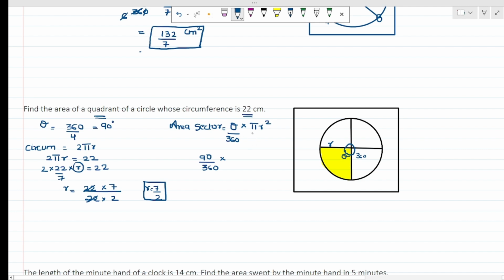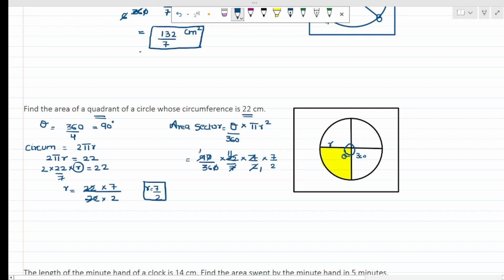Times, as no pi value is given, that means you will substitute 22 by 7. Now, what is our r? Our r is 7 upon 2. So you will write 7 upon 2 times 7 upon 2. This 0 is getting cancelled. Now, 7 is getting cancelled. 2 ones are 2 and 2 elevens are 22.